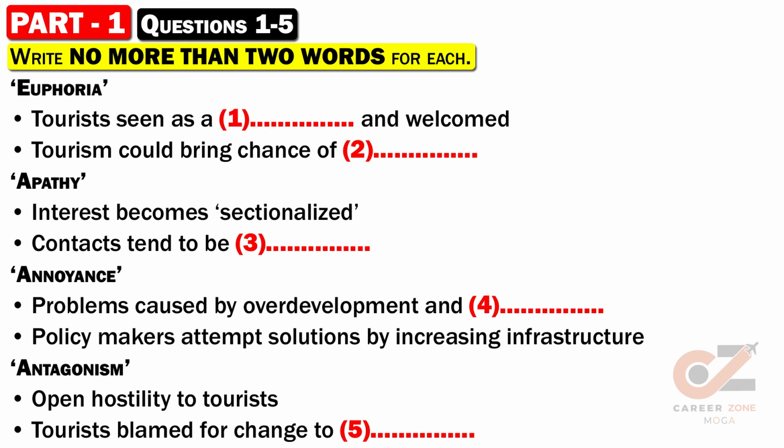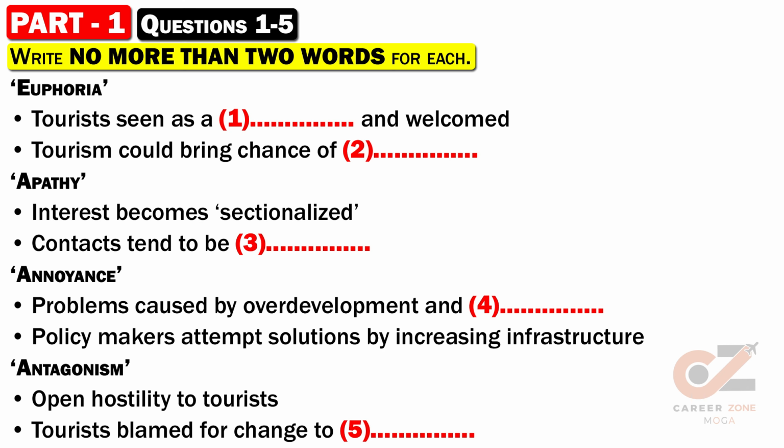What's causing this? Well, development of the tourist area may start to spiral up out of control, and this is often accompanied by congestion, which is going to make life difficult for local people. So the policymakers, the government, the local authorities, and so on, provide more infrastructure for the area, more roads, more car parks and so on, to try to help cope with the influx of tourists.